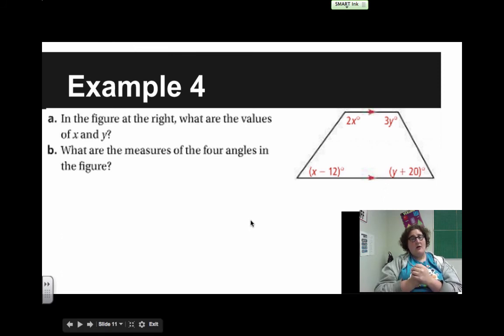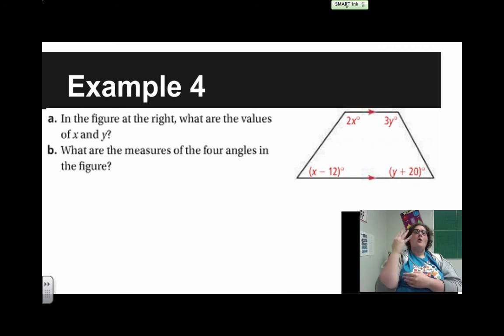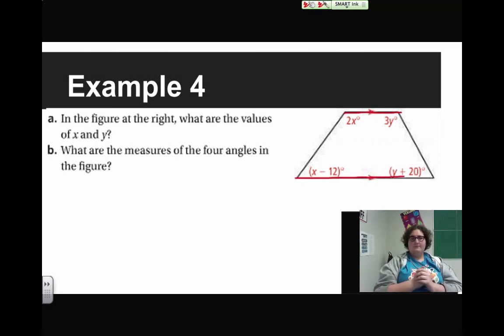Example 4. It says, in the figure at the right, what are the values of x and y? It says, what are the measures of the 4 angles in the figure? Well, we have our parallel lines right here, and it's cut by this transversal. So I know that this angle and this angle, they're same side interior angles, so that means that they're supplementary to each other. So I can set up to solve for x.